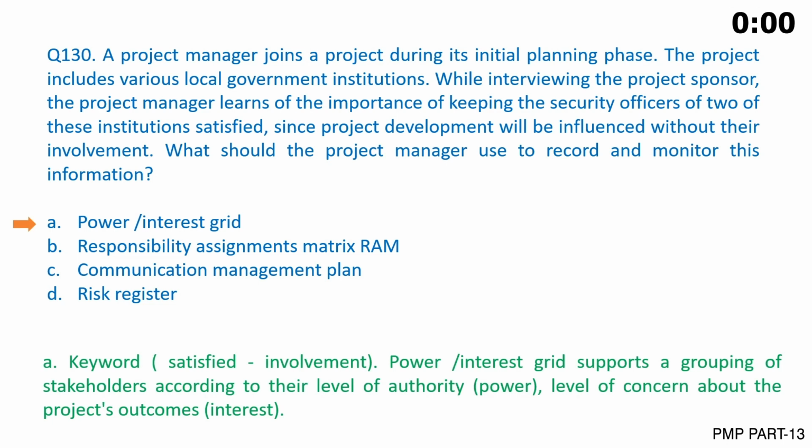The correct answer is A. Keywords: satisfied and involvement. The power/interest grid supports a grouping of stakeholders according to their level of authority, power, and the level of concern about the project's outcomes: interest.